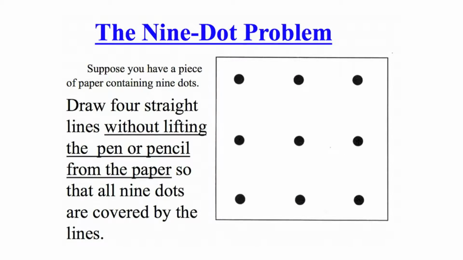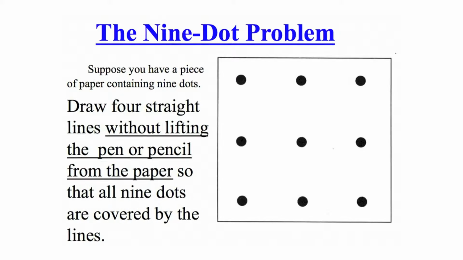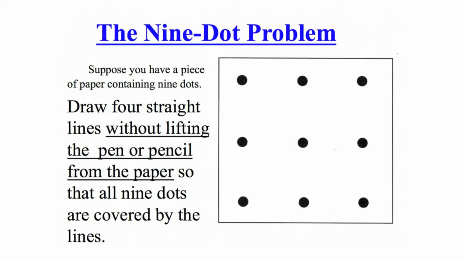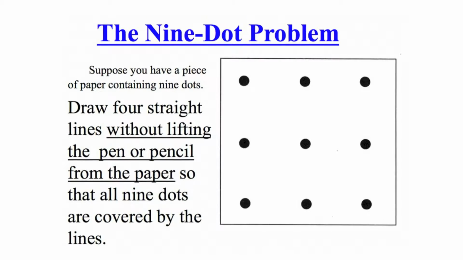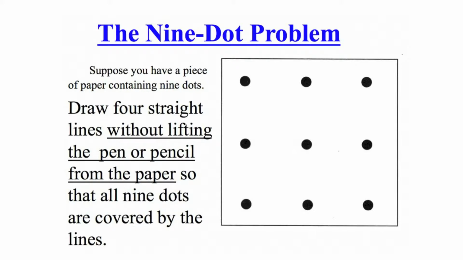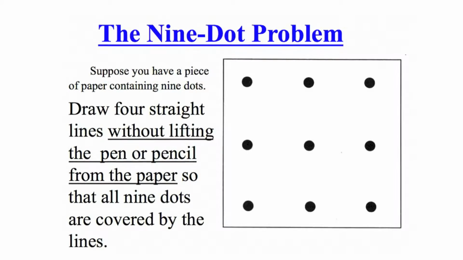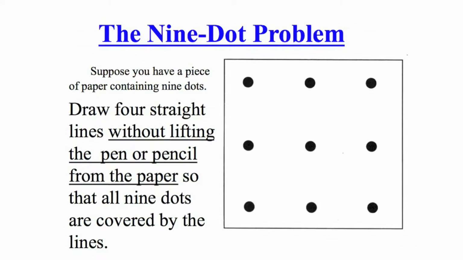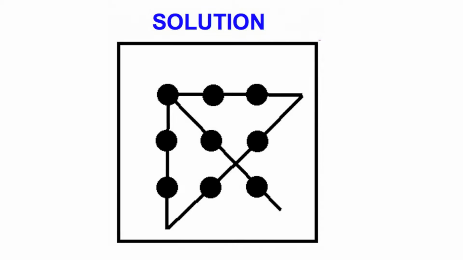Suppose you have a piece of paper containing 9 dots. Draw 4 straight lines without lifting the pen or pencil from the paper so that all 9 dots are covered by the lines. Is that difficult? Let's look at the solution to the 9-dot problem.